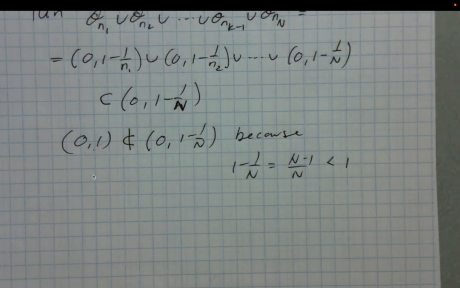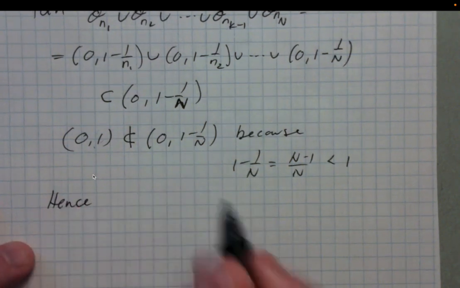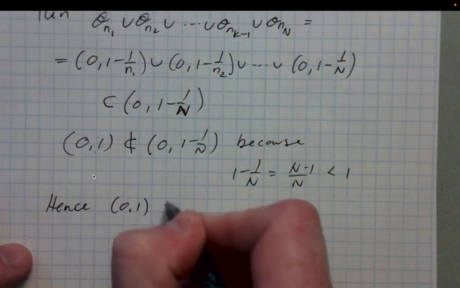Right? And so the idea is that there's no way for this particular open cover to be whittled down into a finite collection of open sets. It still covers this set E. And so that being the case, E is not compact. So hence (0, 1) is not compact.